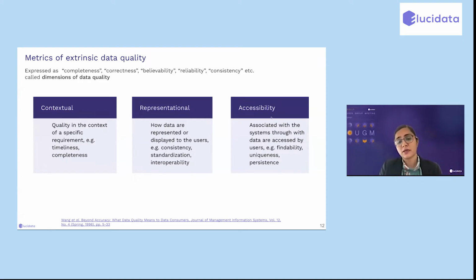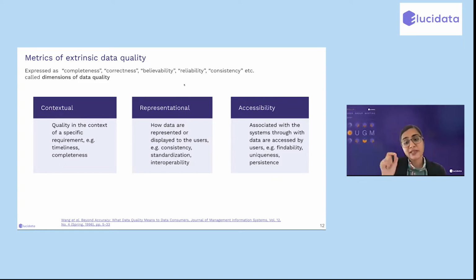And these can also be related to accessibility of the data, which are associated with systems through which we access data. Examples include findability or uniqueness or persistence of a link to a data. And one of the most well-known examples of extrinsic data quality are FAIR data principles. So the principle of findability, interoperability, accessibility, and reusability are really metrics that improve extrinsic data quality and not the intrinsic data quality.